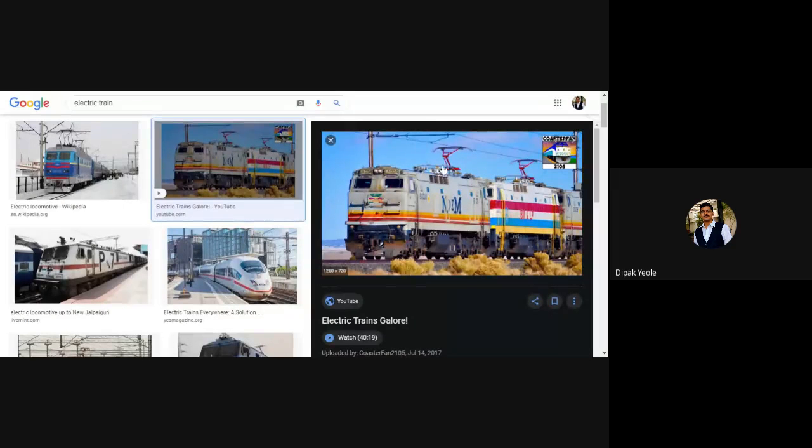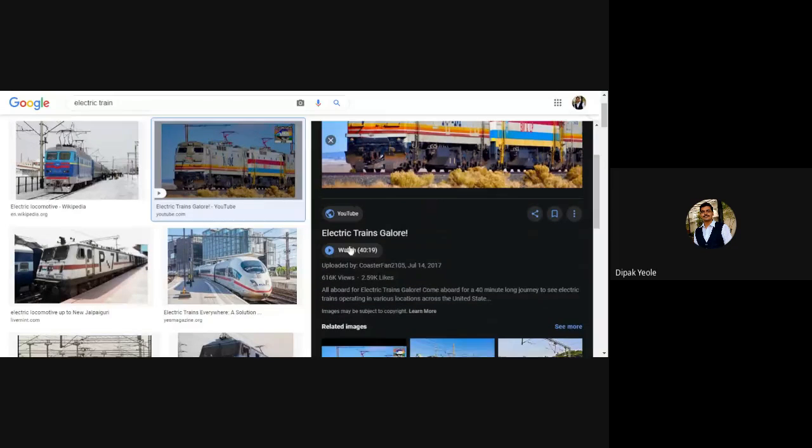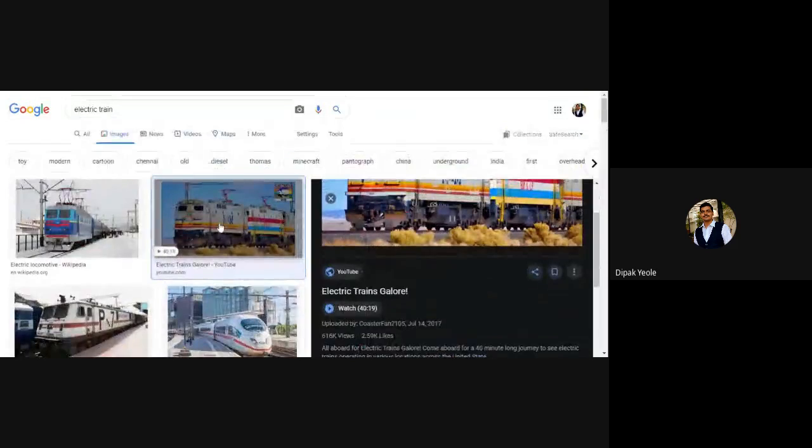So this is the pantograph, which is used for collecting the current, and you can see over here the different electrical equipment we are using. Inside the electric train, we are using the air circuit breaker.